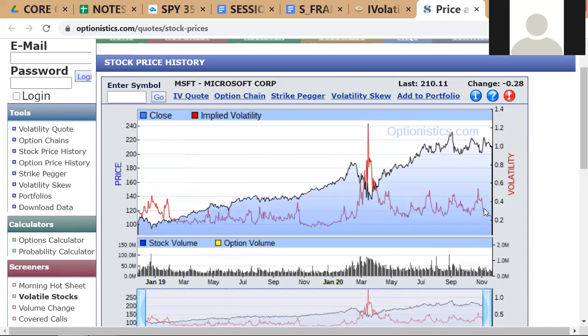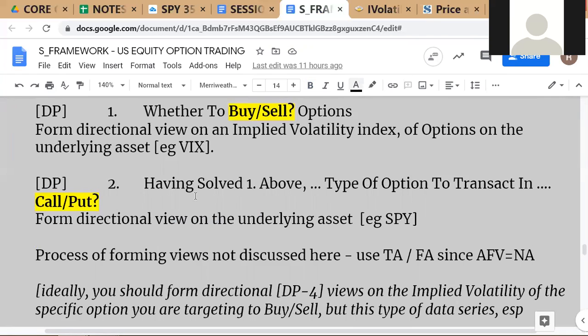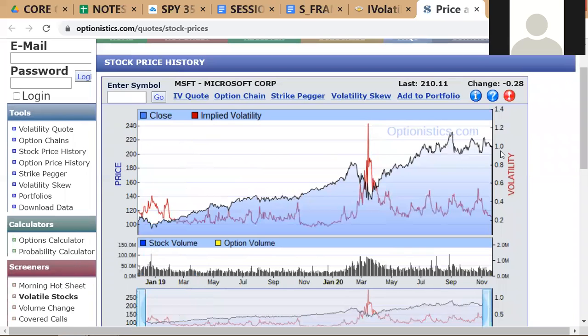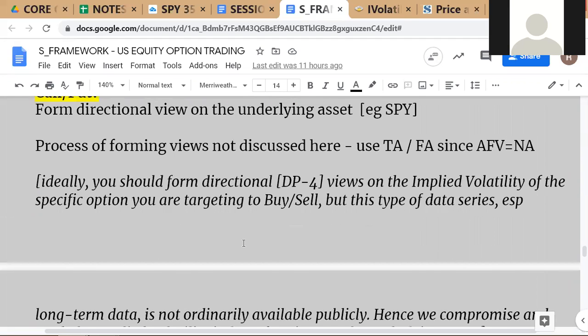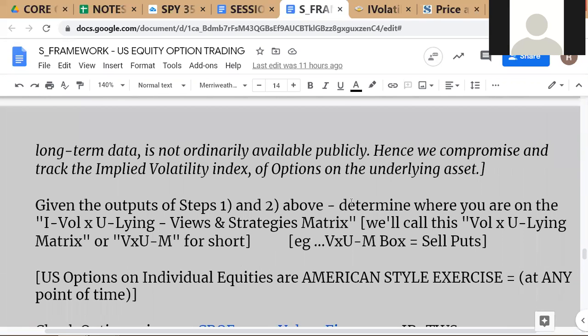Right? So you look at the eyeball chart, form a view on the eyeball. That tells you whether you want to be a buyer or seller of options. Then you take a look at the underlying price chart. Here it's Microsoft, and decide whether the underlying is going up or down, according to you, in the future. That helps you to decide whether you want to be a buyer or seller of calls or puts. For this, you have to form a directional view on the underlying asset. Okay. So once you do that, you get into the eyeball matrix that I've shown you.